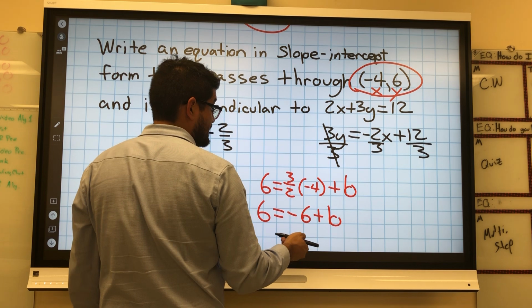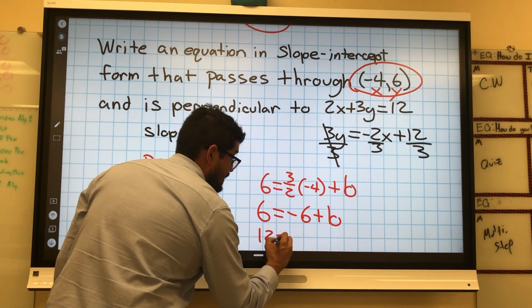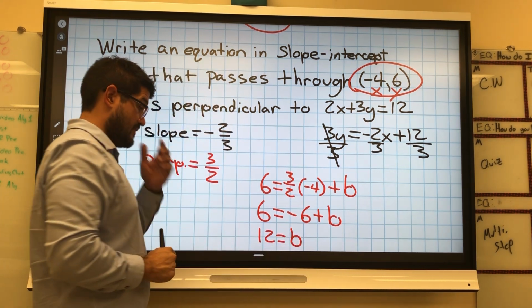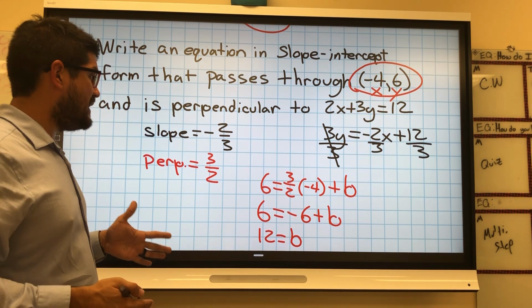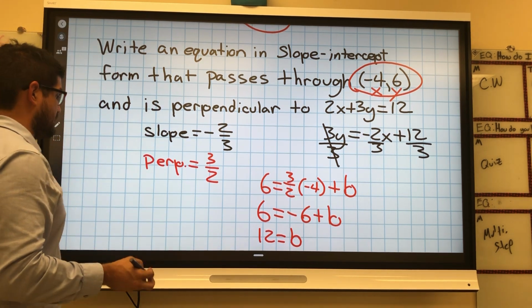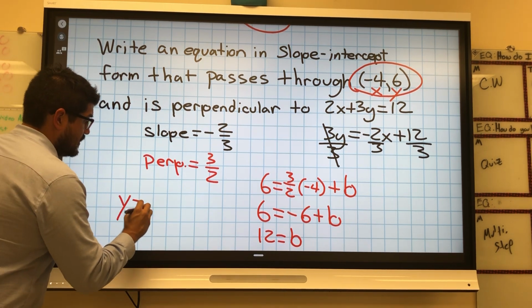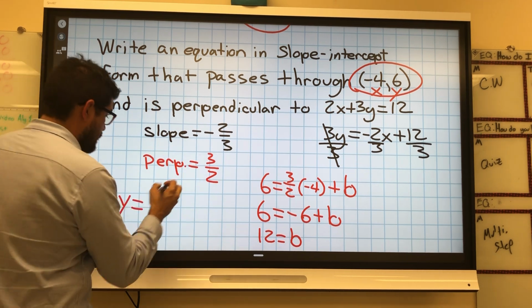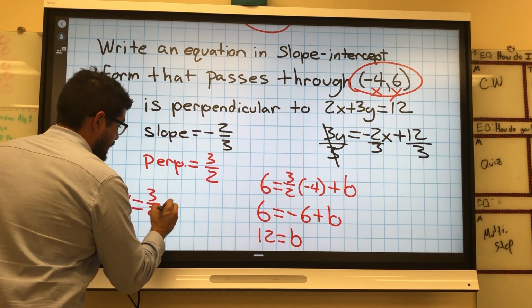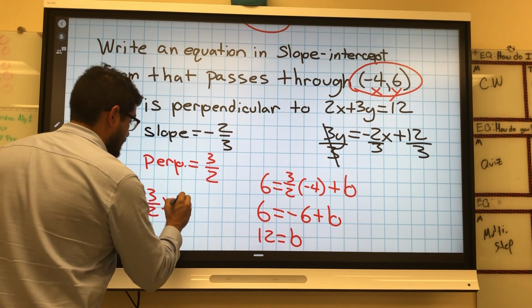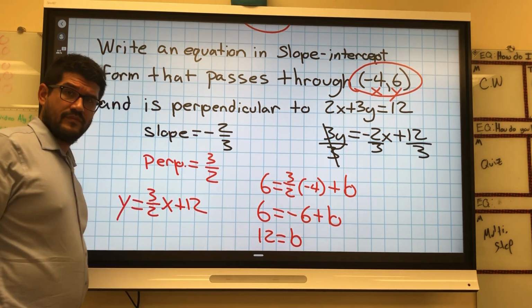Add 6 to both sides. I'm left with 12 equals b. Now that I know what b is, I can write the equation of the line. Y equals, I know the slope, 3 over 2, x plus 12.